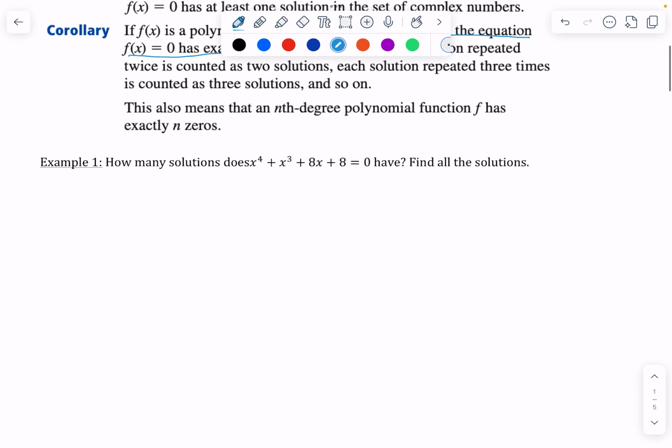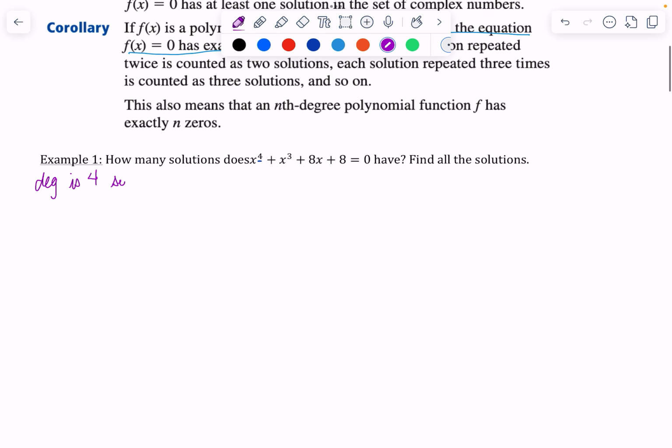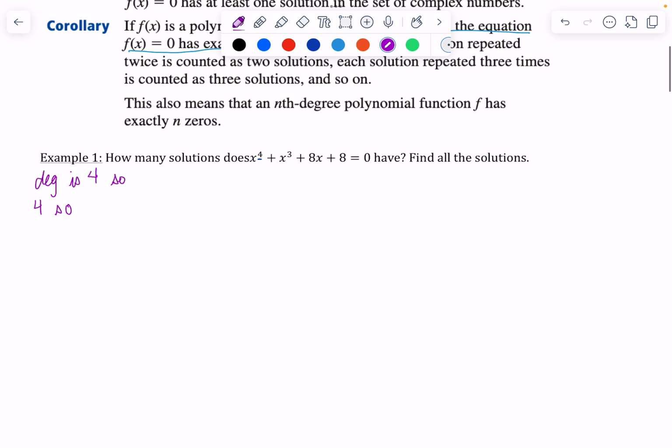Okay, so let's just go straight into it. This lesson is very similar to the previous one in the sense that we're just going to be solving polynomial equations. Okay, so here it says how many solutions does this equation have? Well, since the degree is 4, we should expect to get 4 solutions. The degree is 4, so 4 solutions. Okay, now let's find those solutions.